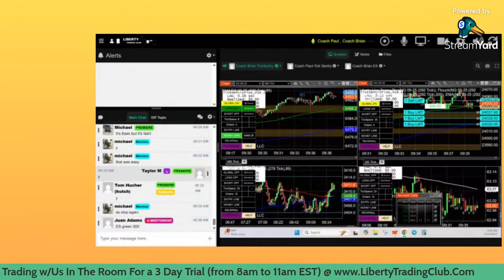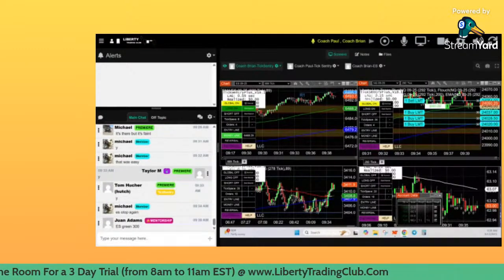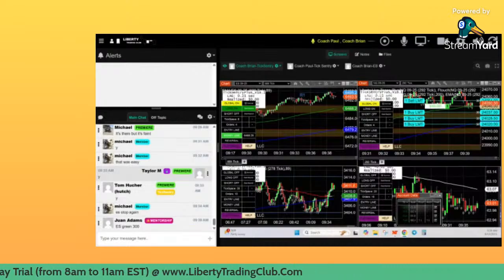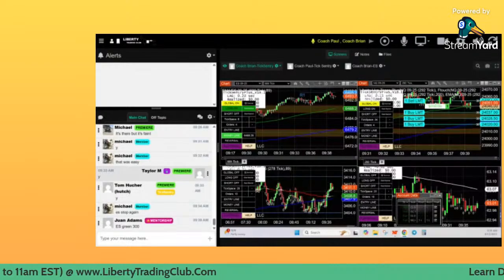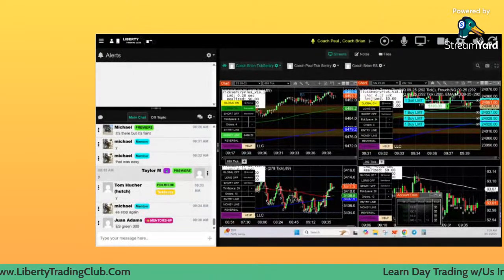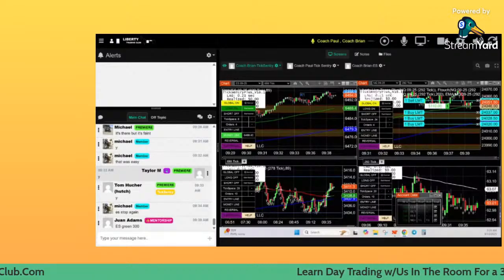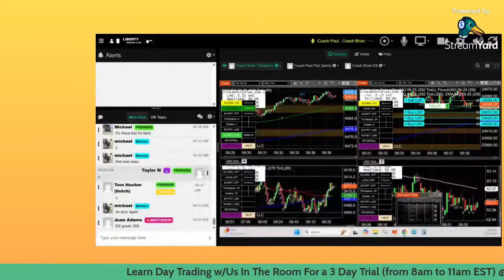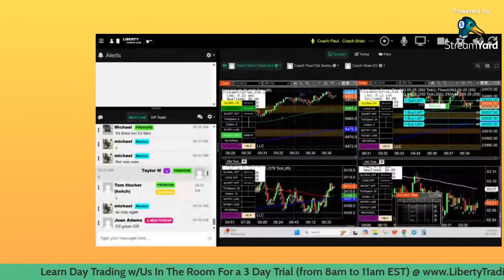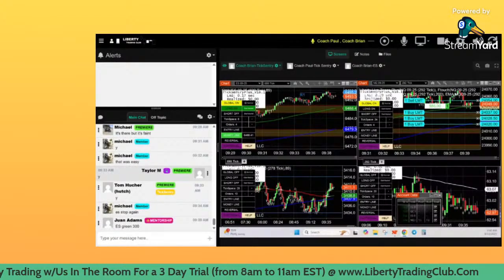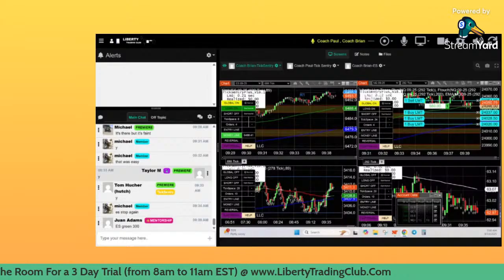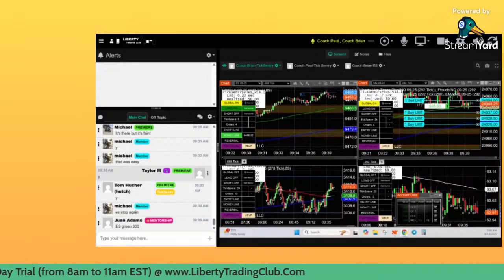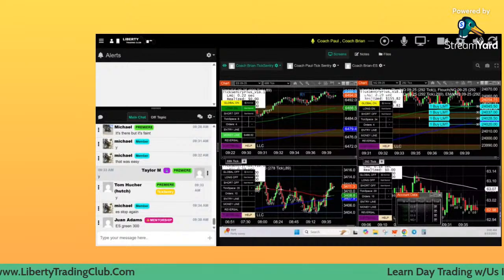There's a money line on the NQ there. That should work out pretty nicely. If you guys had that set up after me on the tick century, you should be looking at taking profits here in just a second. There it is.